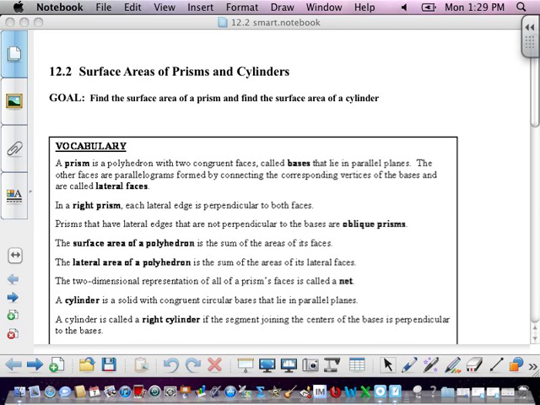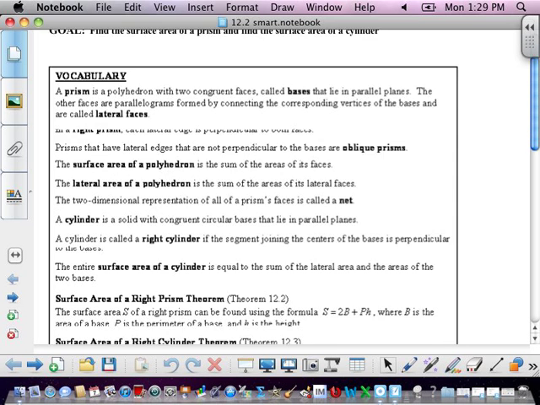So some people get volume mixed up with surface area. Volume is how much stuff you can put in it. Surface area is how much you can wrap around it. Okay? So a prism, we already know what that is.